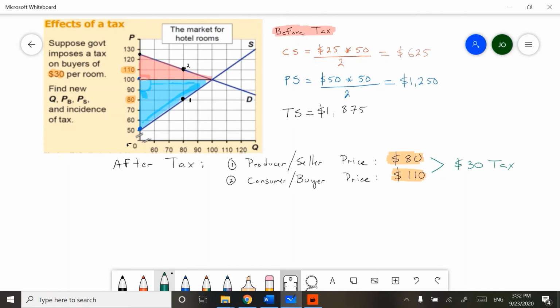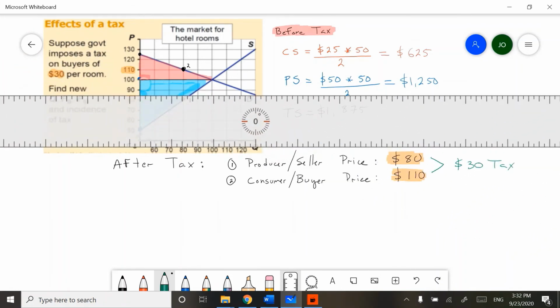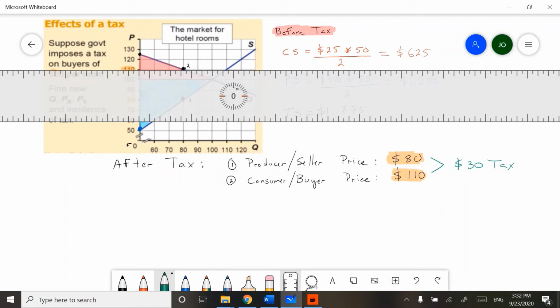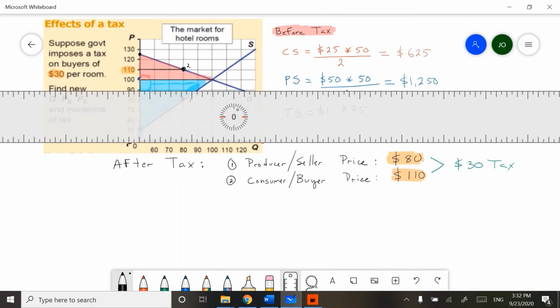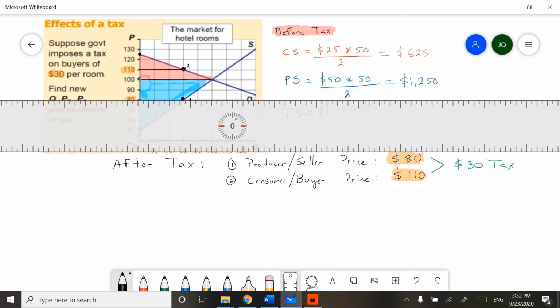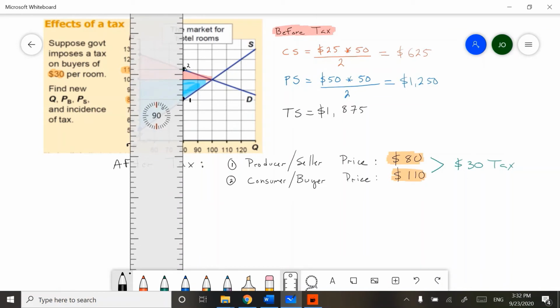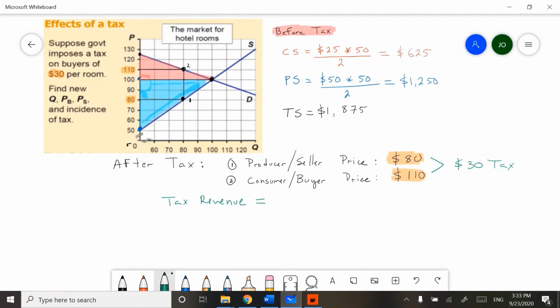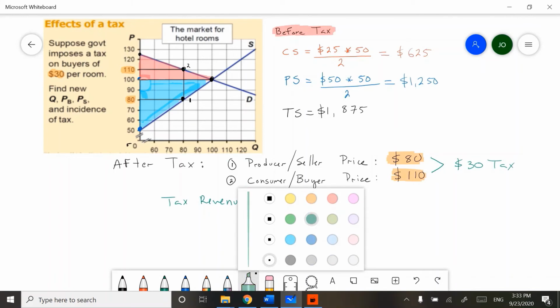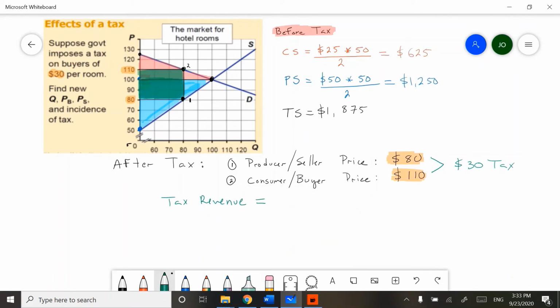These $30 are your tax revenue. This is the money that's gonna go to the government. Tax revenue can be represented by a rectangle on this graph. If you take the area between 110 and 80, and that borders the vertical distance from point 1 to point 2, you will get your rectangle that signifies tax revenue. Let's label this in green.